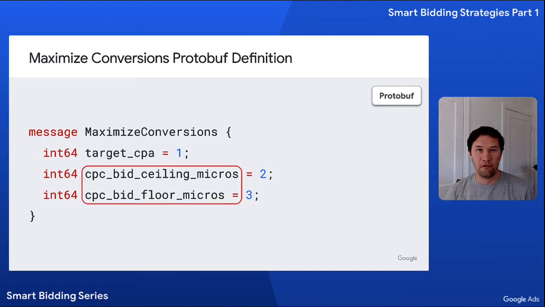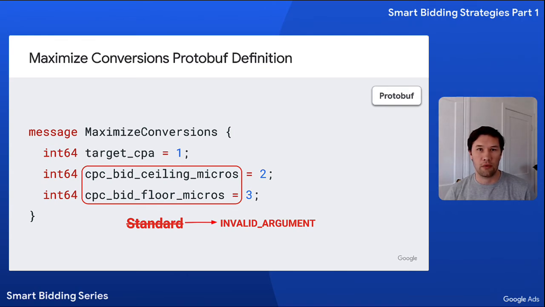The CPC bid floor micros and CPC bid ceiling micros fields set minimum and maximum bid amounts, respectively. These fields can only be used in portfolio and cross-account bidding strategies. If set on a standard portfolio type, specifically if you set this field directly on a campaign instance, you'll receive an invalid argument error when attempting the mutate request.